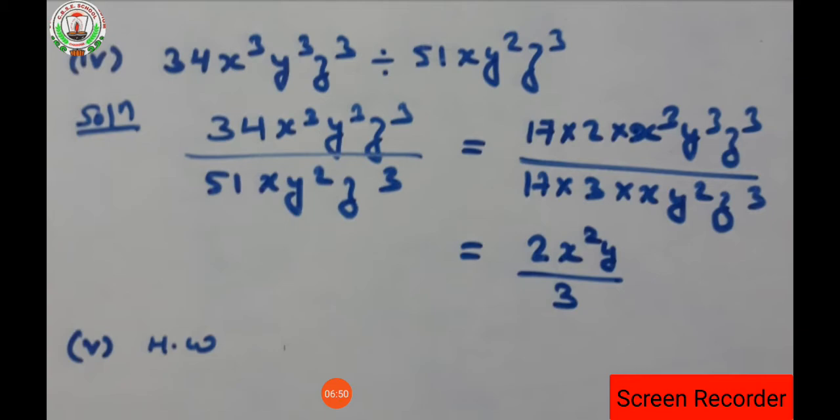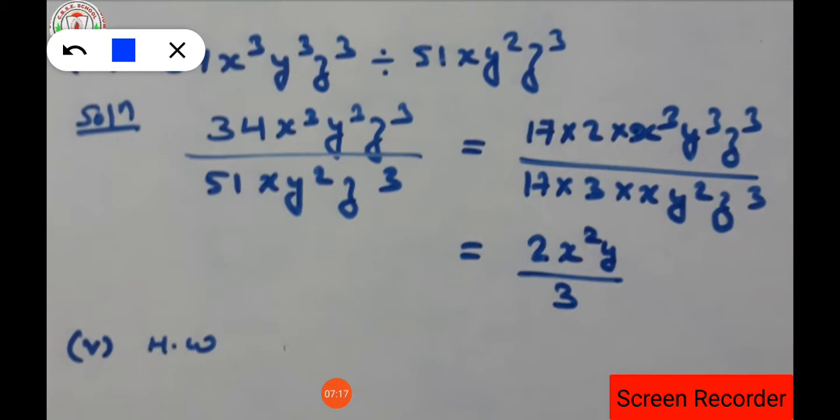Now the fourth part of question number 1, what is said here? 34x to the power 3 y to the power 3 z to the power 3 divided by 51x y square z we are having. Mainly this power 3 is read as cube, that is x cube, y cube, z cube, like that we can also read it. Now how to do it? In the expanded form also you can do it, or by using the laws of exponents also you can solve it.